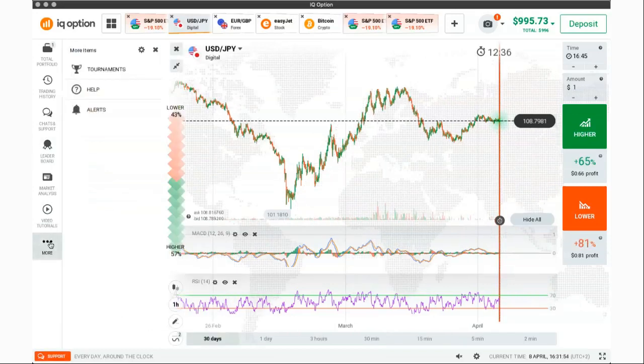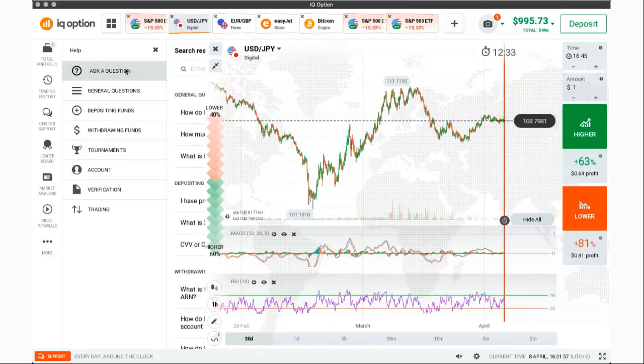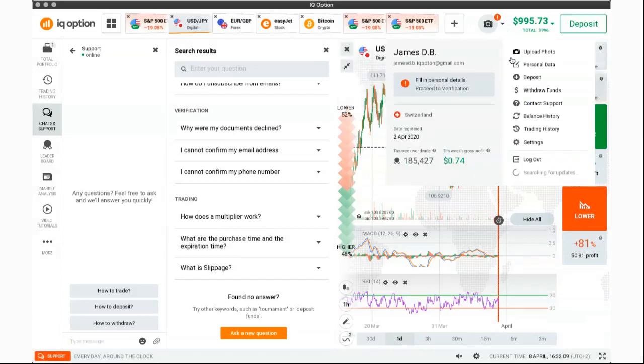You might come here to help and ask a question. You might do it there. You might come down here and ask a question. You might come here and contact support. There are many ways to contact support if you wish to.